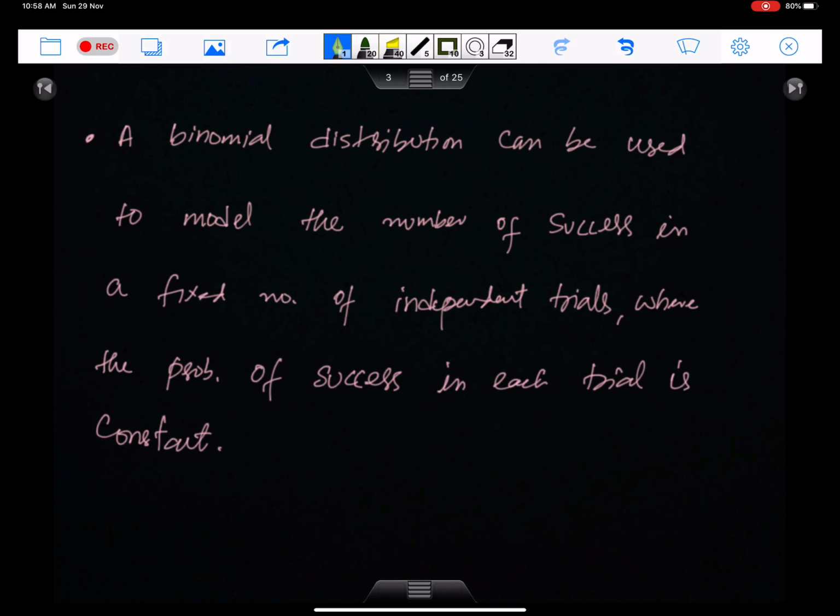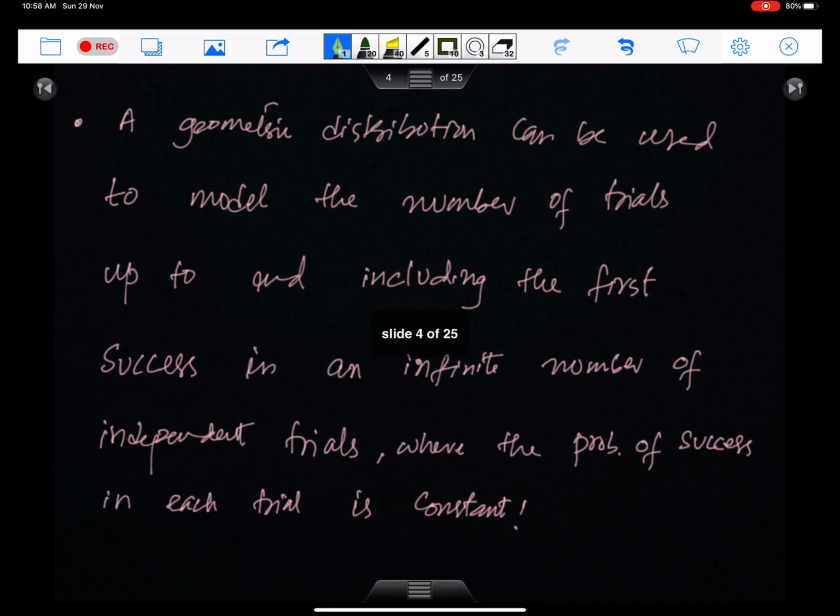A binomial distribution can be used to model the number of successes in a fixed number of independent trials, where the probability of success in each trial is constant. Whereas a geometric distribution can model the number of trials up to and including the first success in an infinite number of independent trials, where the probability of success in each trial is constant.